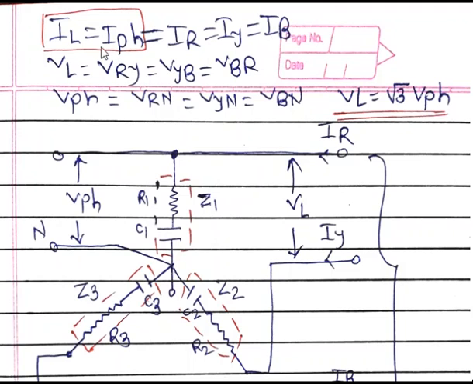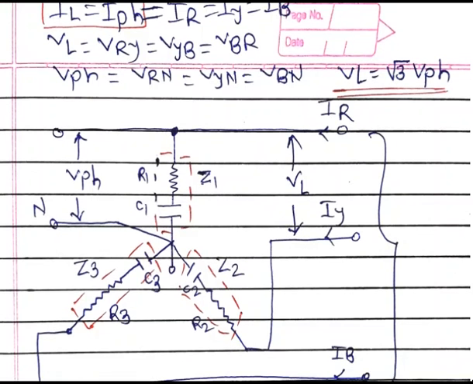Now we consider the line voltage. The line voltage and phase voltage are both different because here the neutral is available. Therefore, phase voltages and line voltages are different. The line voltages are the voltage between R and Y line, which is VRY. The voltage between Y and B line is VYB, and the voltage across B line and R line is VBR.